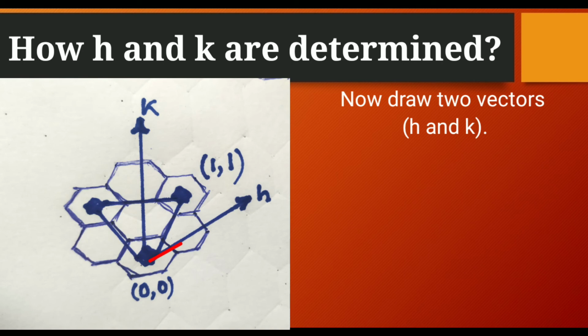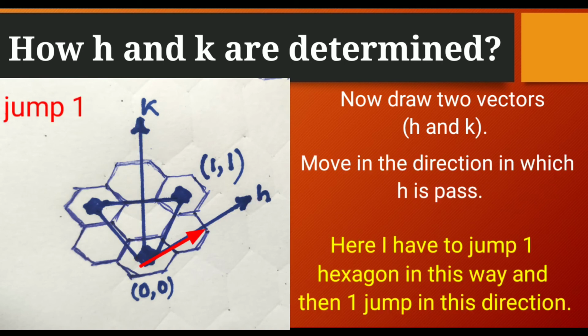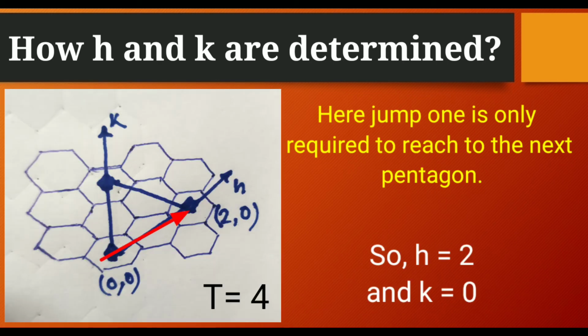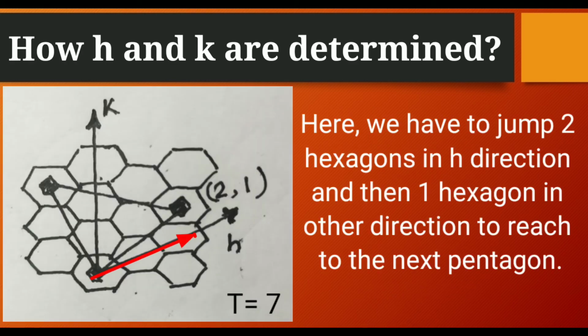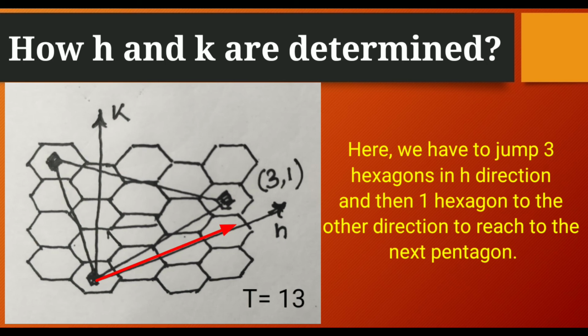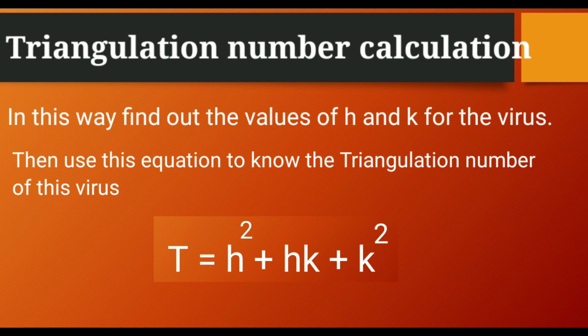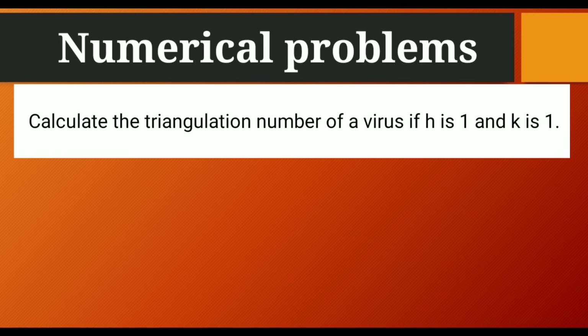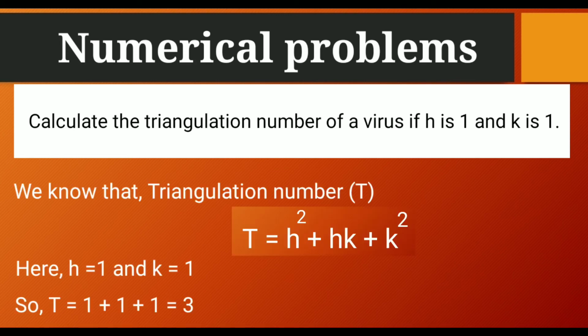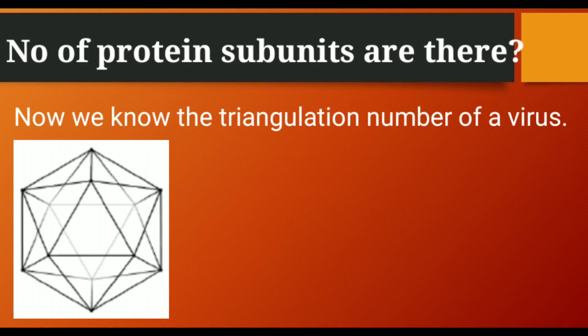Now draw the h and k vectors. In this case, h is 1 and k is 1. In this case, h is 2 and k is 0. And in this case, h is 2 and k is 1. And in this case, h is 3 and k is 1. In this way, you have to calculate the values of h and k and then put the values of h and k in this equation to get the triangulation number. For example, if h is 1 and k is 1, then the T number is 3. Now move to the next topic.